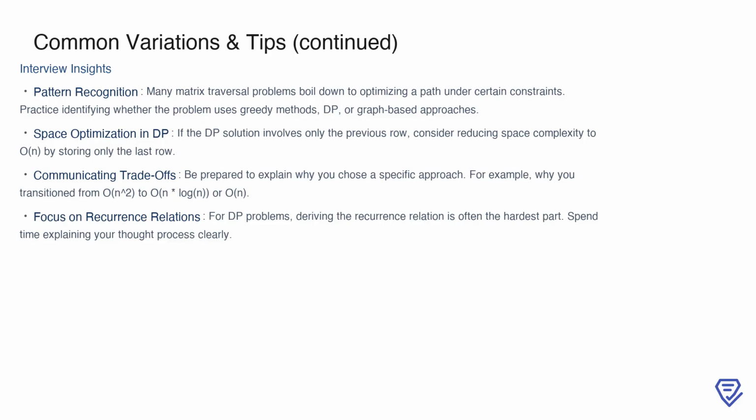Another tip is to consider space optimization in dynamic programming. If your solution only needs the previous row's data, reduce your space complexity to O(n) by storing just the last row instead of an entire DP table. Interviewers also value your ability to communicate trade-offs. For example, if you optimize your solution from O(n²) to O(n log n), be prepared to explain why the transition was necessary.